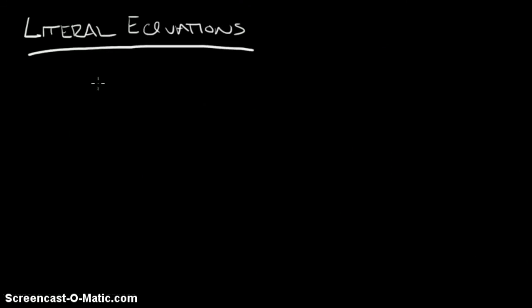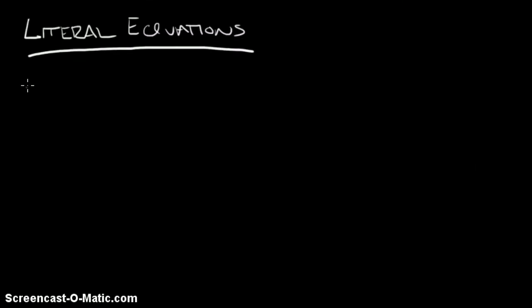For this one, at least for the first one, we're going to keep with the ones that you guys have hopefully seen before. It's going to be P equals 2L plus 2W. This one is a little bit different. This is the formula for the perimeter of a rectangle, and it could work for a square as well. In this case, let's solve for L. Here's what we need to get by itself, so we have to get rid of all the stuff around it.